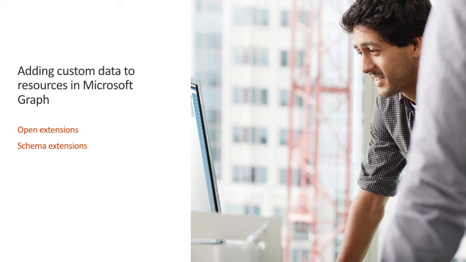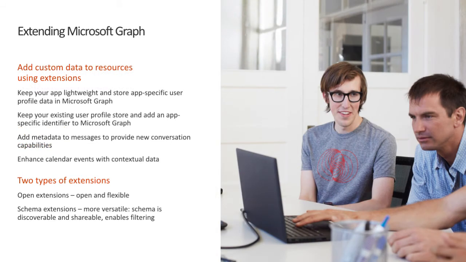Now in this section, let's talk about adding custom data to resources using the Microsoft Graph. And there's two different things we'll talk about here: open extensions and schema extensions. We can extend the Microsoft Graph by adding custom data to resources using extensions. I can keep my app lightweight, and store app-specific user profile data in the Microsoft Graph. I can keep my existing user profile store and add an app specific identifier to Microsoft Graph. I can also add metadata to messages to provide new conversation capabilities, or even enhance calendar events with contextual data.